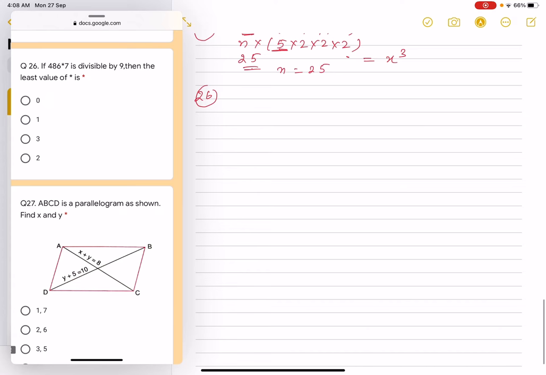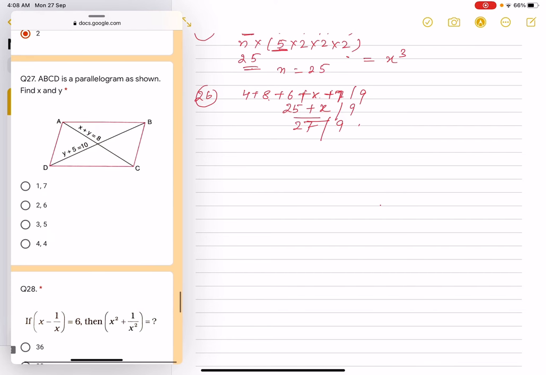Next is, again it is playing with numbers. 26th number. It is divisible, that means 4 plus 8 plus 6 plus x plus 7 is divisible by 9. That is 12, 6, 18, 18 plus 7, 25 plus x is 27. x is 2. 27 will be the nearest, the smallest, so 2 will be the answer.